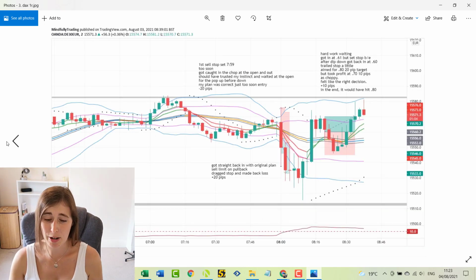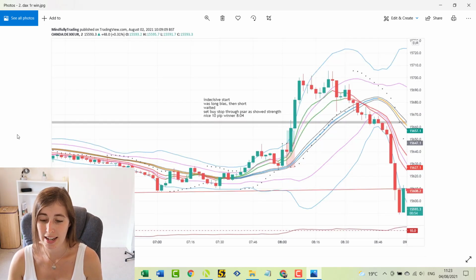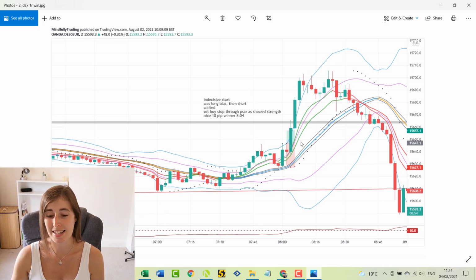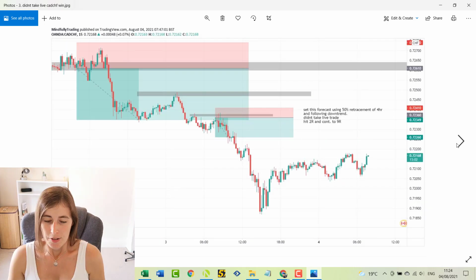Here are a couple of the scalp trades that I took trading the DAX, and another one here. I am learning how to capture more of these moves, but at the moment I'm just focusing on following my plan that I've backtested and taking the profits when they come.